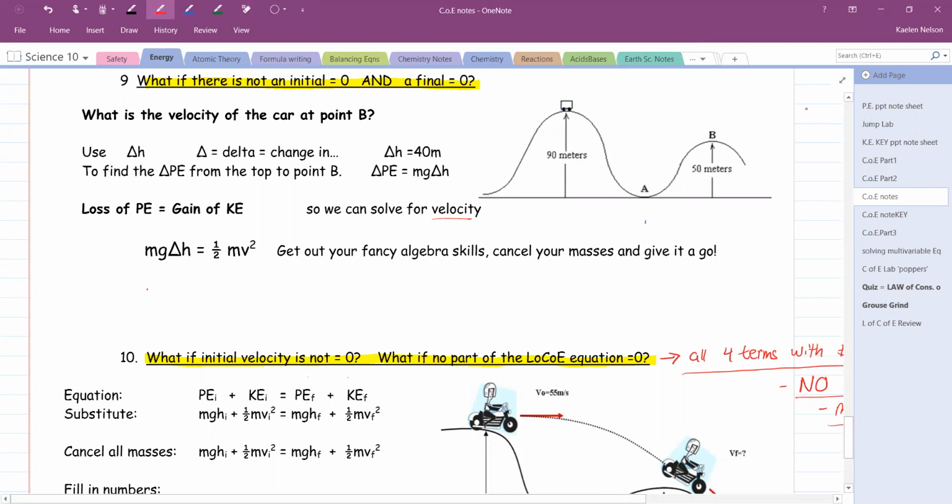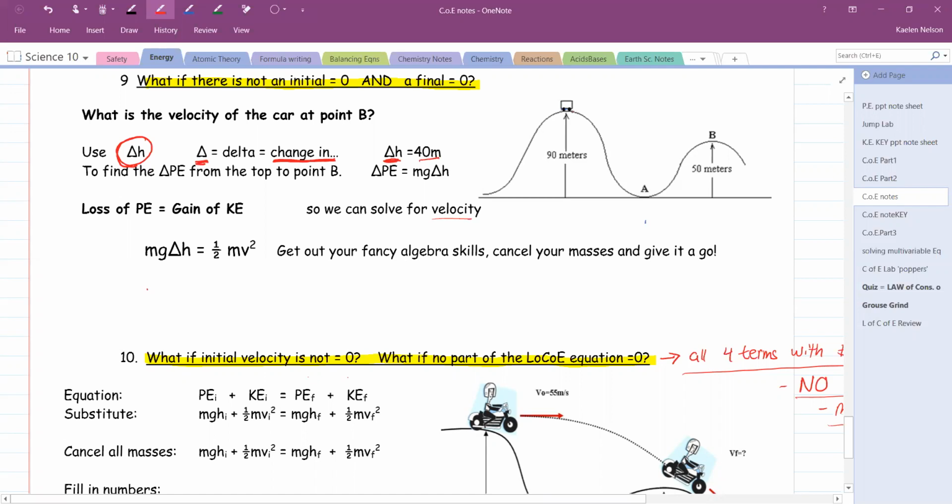Here we're going to talk about the concept of delta H, which is this symbol here. Delta is this little triangle. It is the Greek letter delta, and it always stands for change in. So as you move to Physics 11, you will see delta V, which would be change in velocity, or delta T, which is change in time. Today we're talking delta H, which is change in height, which can be measured in meters.